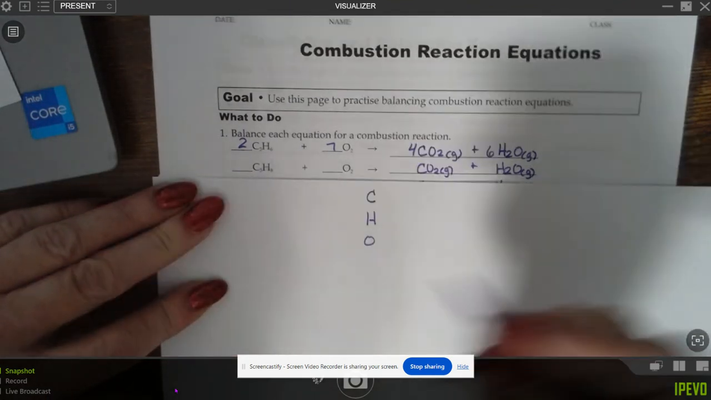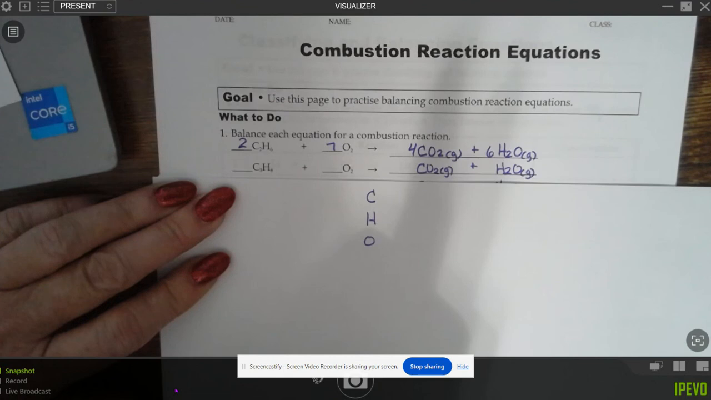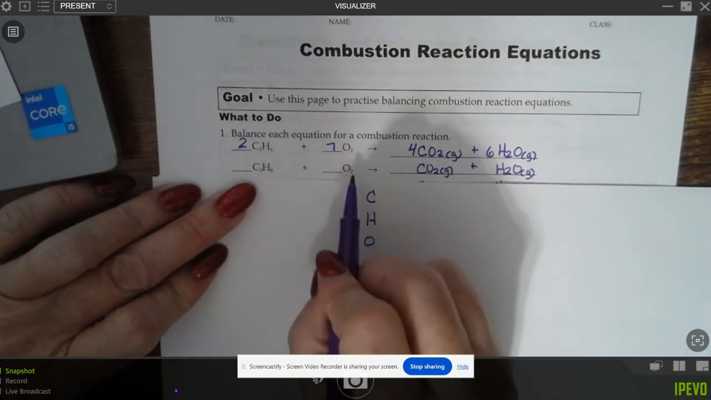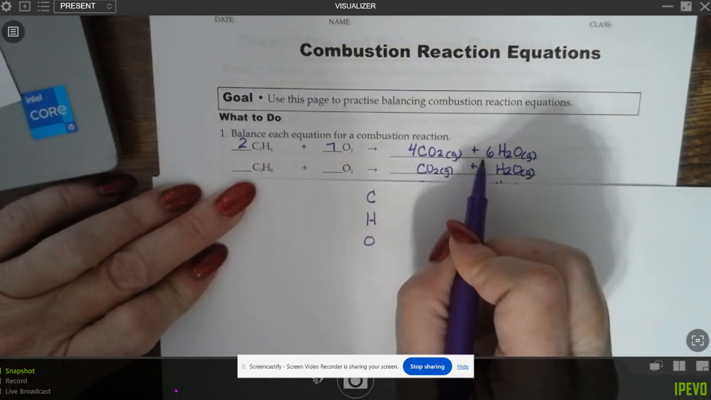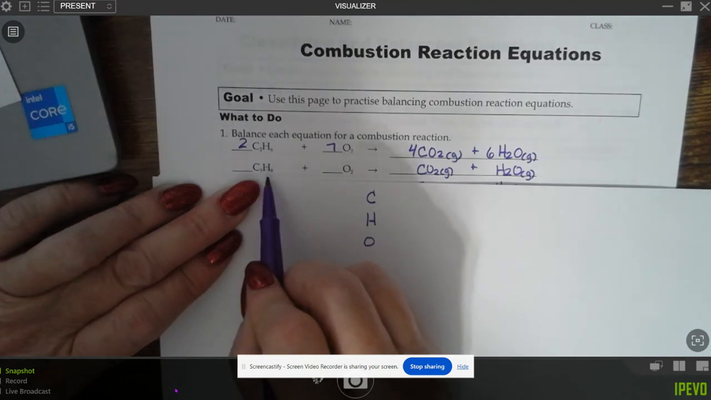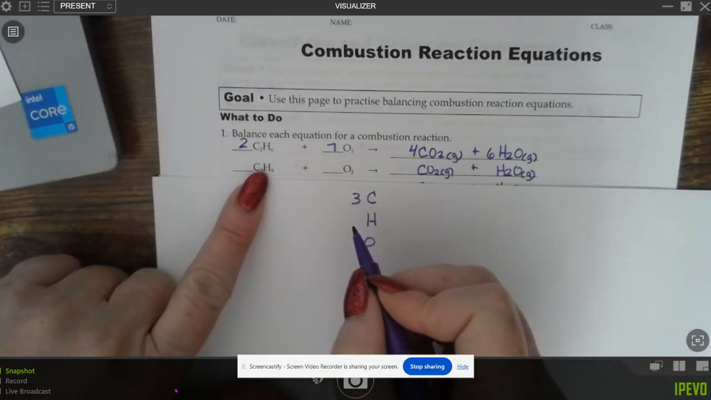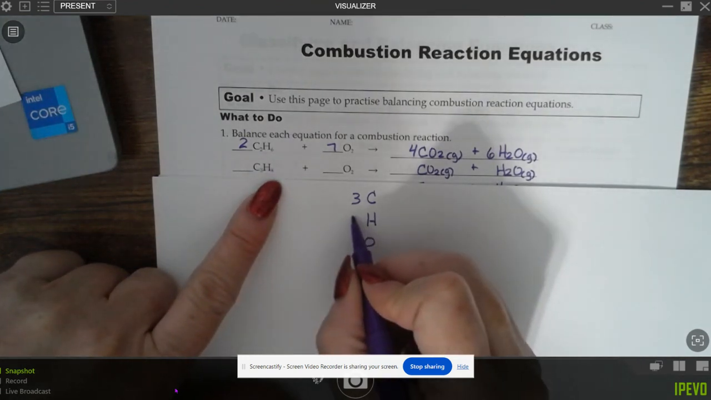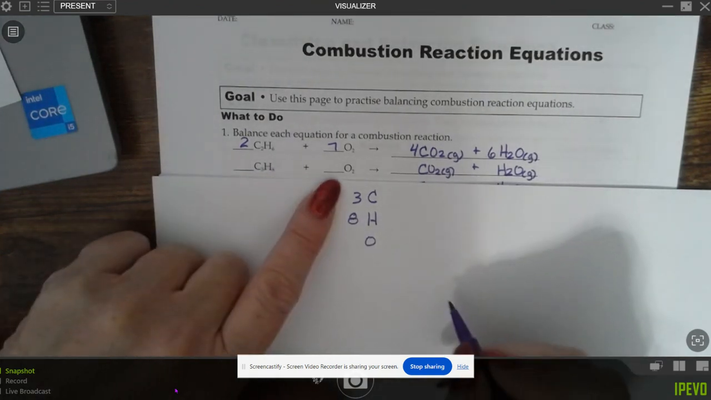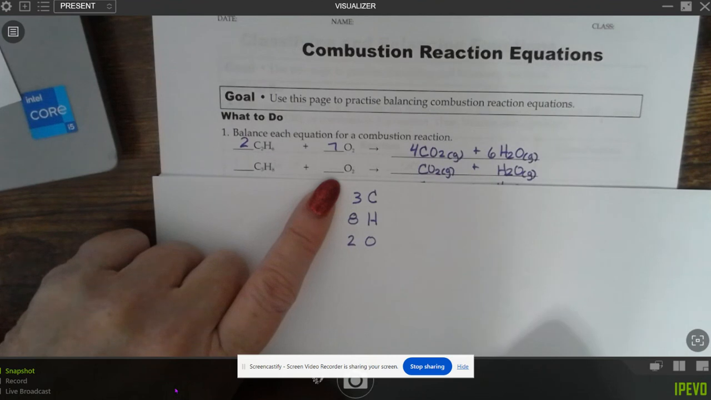So we're going to count them first, but then we're going to balance hydrogen first, okay? Just because we might get to that same situation. So C3H8. So I have 3 carbon on the left side of my equation. I have 8 hydrogen, and I have 2 oxygen, all right?